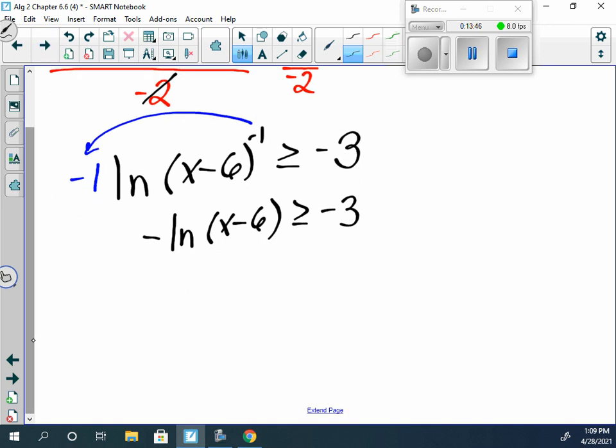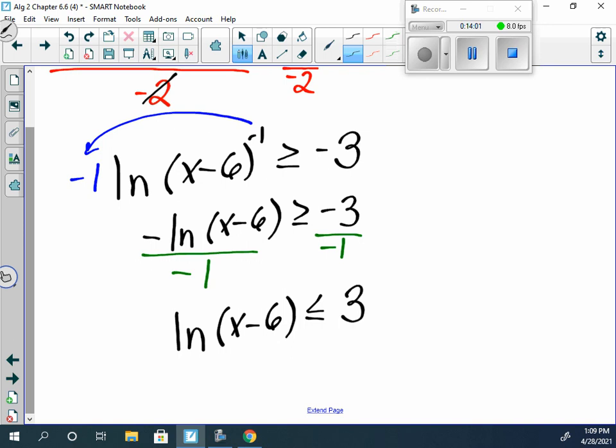Now what can we do? Yeah, let's go on and get rid of that negative. It is indeed. So now we have the natural log of x minus 6 is less than or equal to 3.